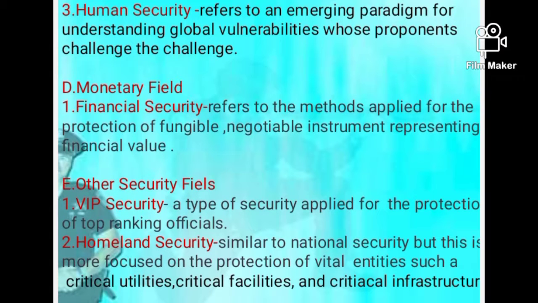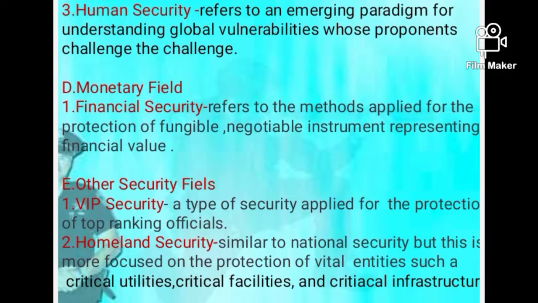Number 3. Human security refers to an emerging paradigm for understanding global vulnerabilities whose proponents challenge the traditional notion of national security by arguing that the proper referent for security should be the individual rather than the state. Human security holds that a people-centered view of security is necessary for national, regional, and global stability.